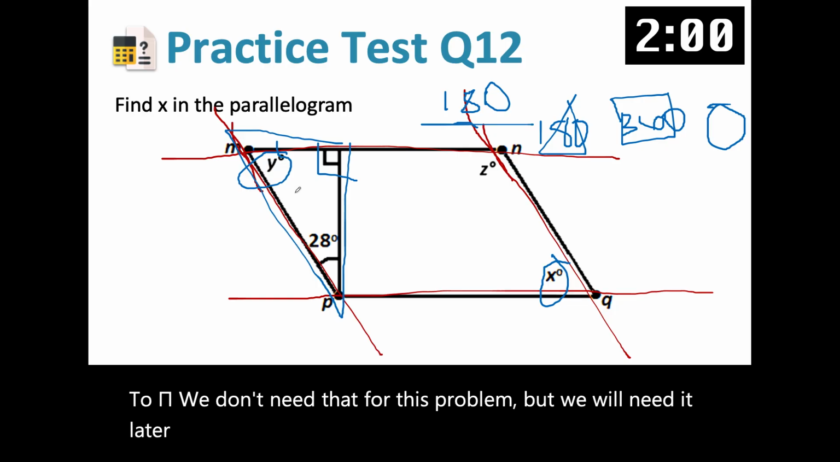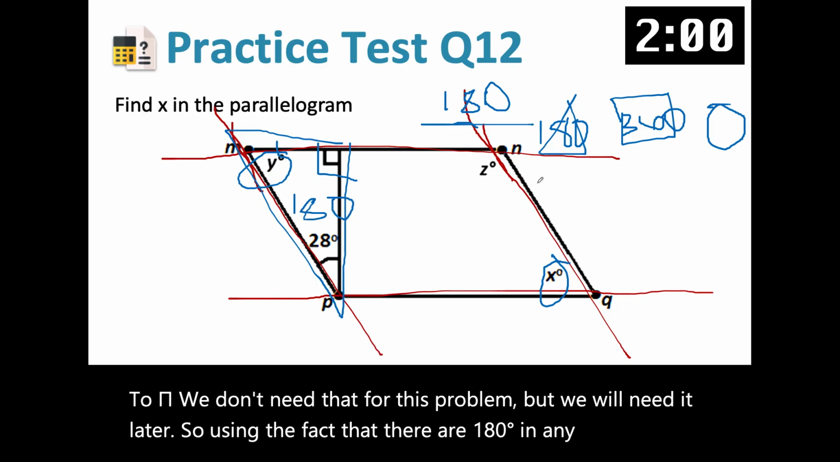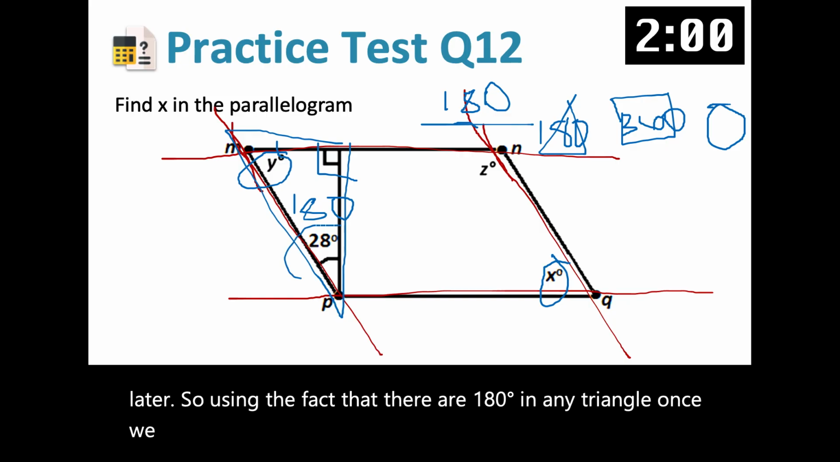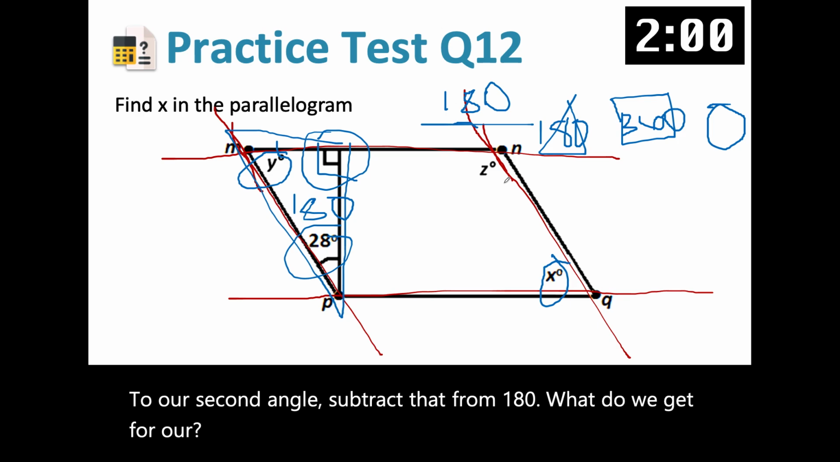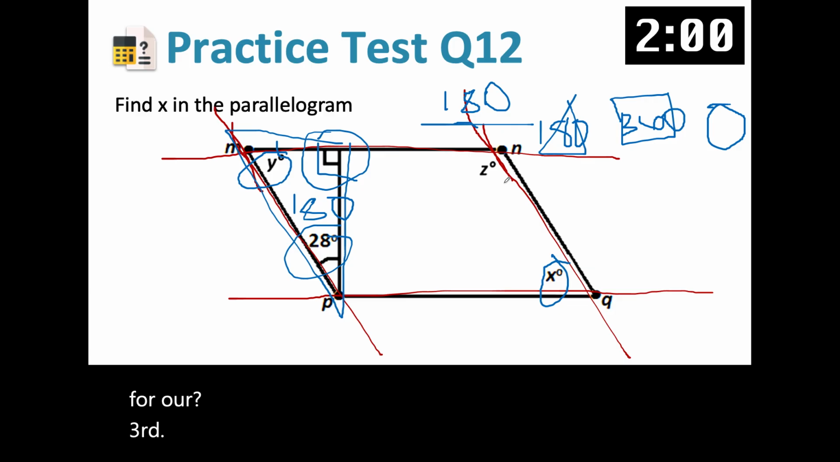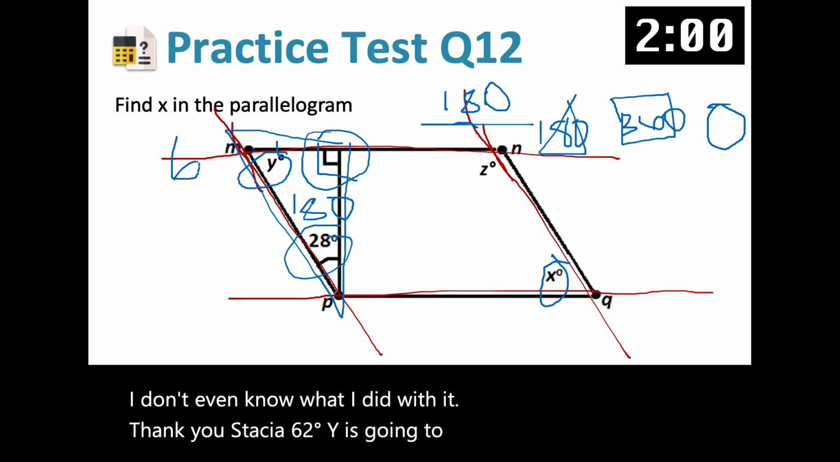So, using the fact that there are 180 degrees in any triangle, once we add our first angle to our second angle, subtract that from 180, what do we get for our third angle? Thank you, Stacia. 62 degrees. Y is going to be 62.